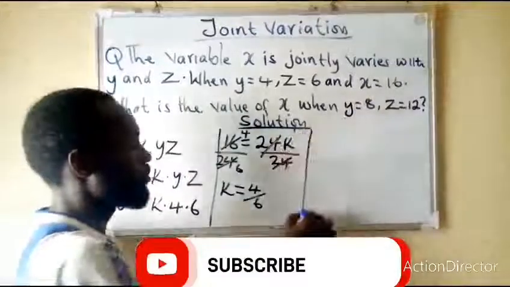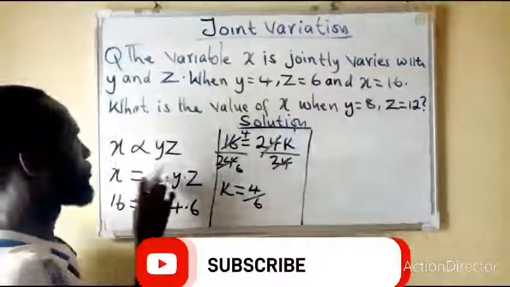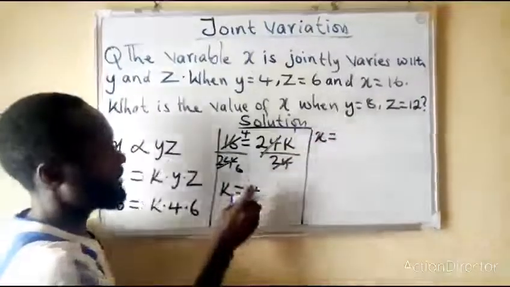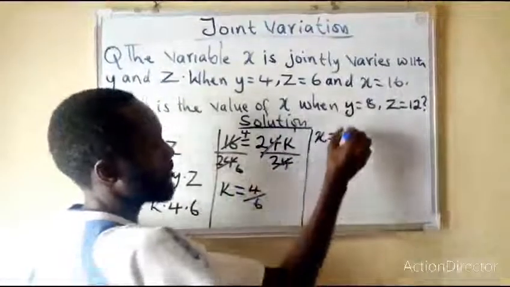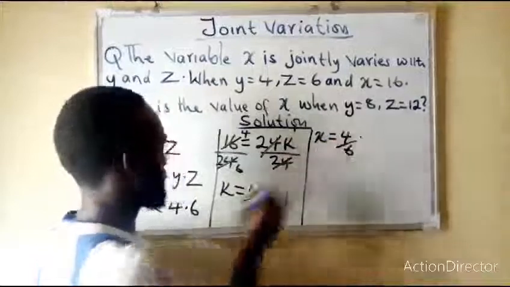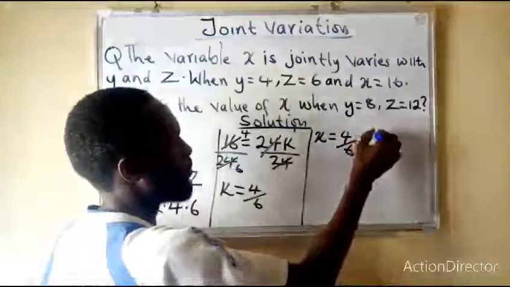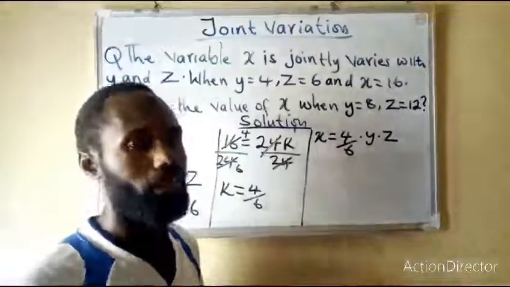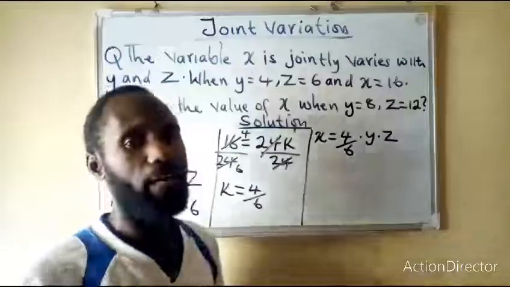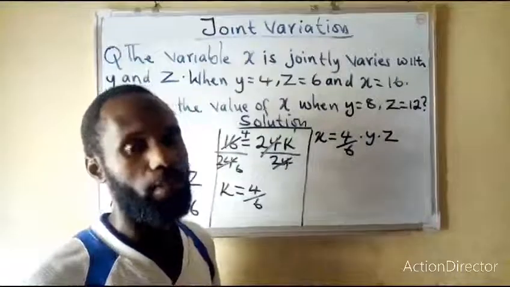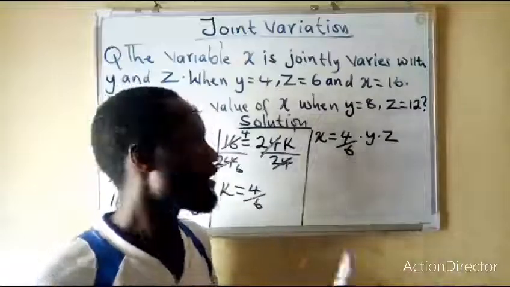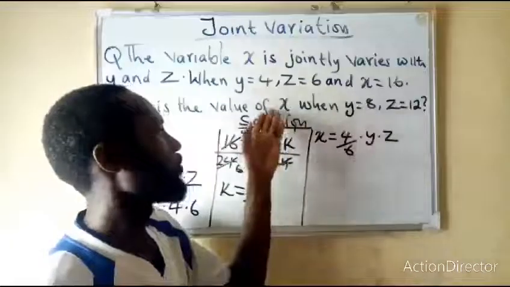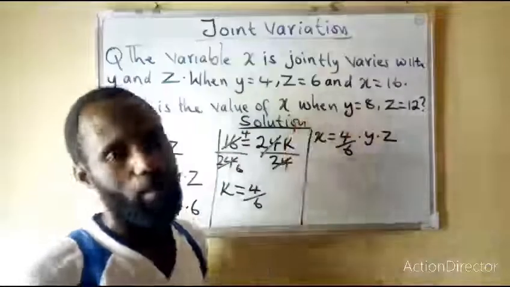The next thing is to go back here and substitute in the value of k. So we now say x is equal to, since our k is now 4 over 6, x is equal to 4 over 6 times y times z. So this is what we call the formula connecting x, y, and z. In case you are asked to find the formula connecting the three variables, this is how to get the formula. So the next thing, we use the formula to find the value of x using these values.